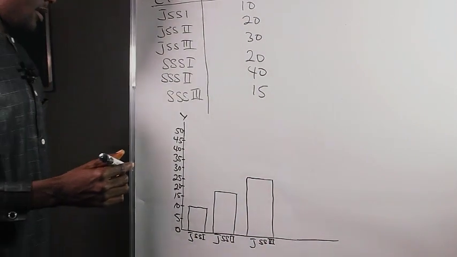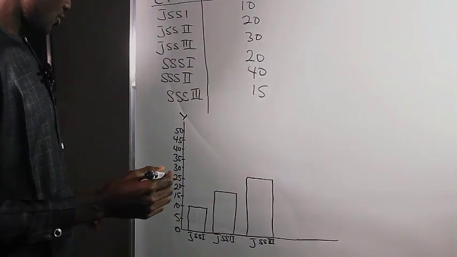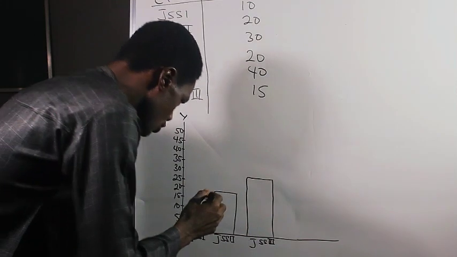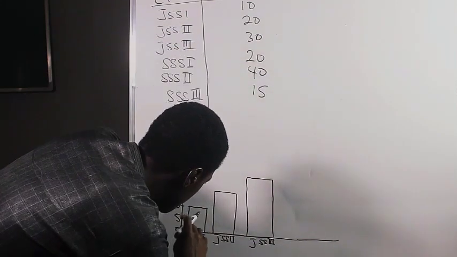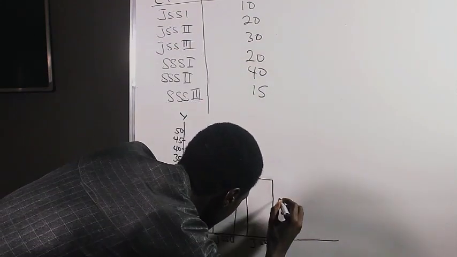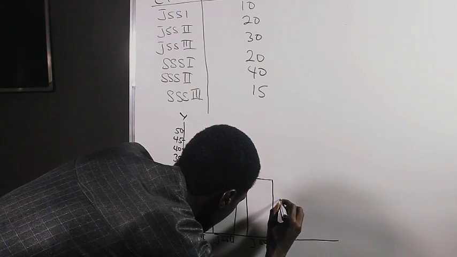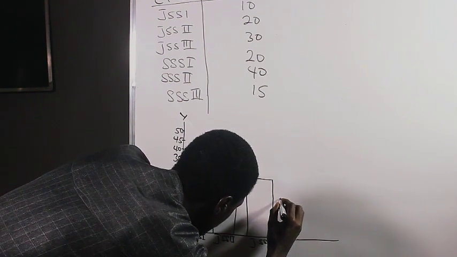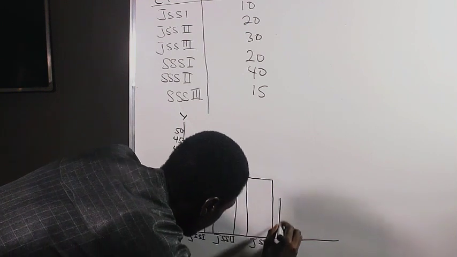JSS3. The next class is SS1. SS1 contains 20 students. So this one is similar to JSS2. Each one contains 20 students. So the length of the bar will correspond to that of JSS2 because they have the same number of students.